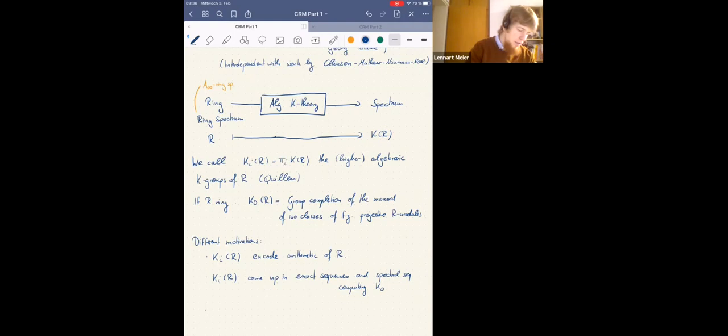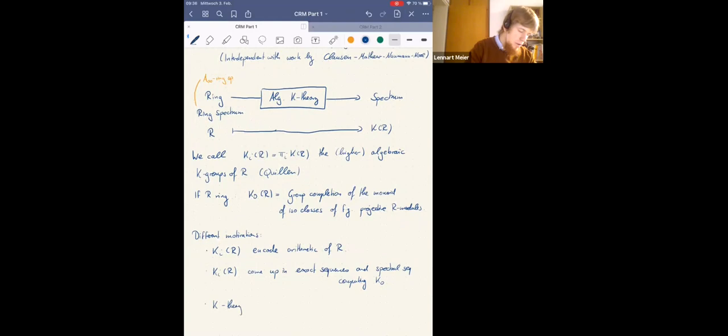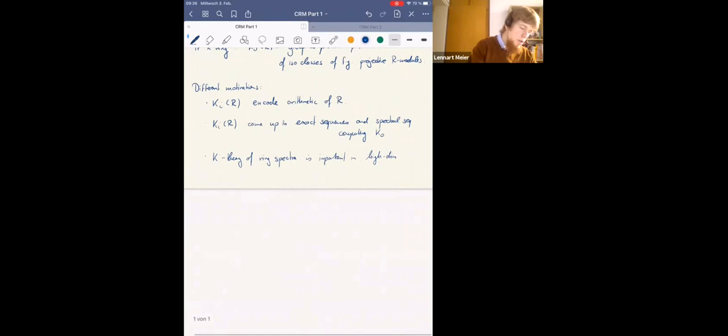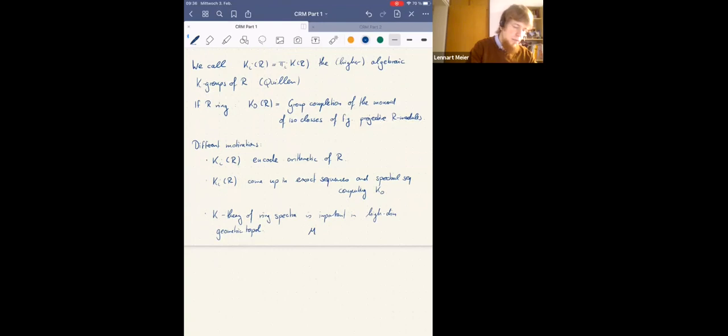And then the last thing: K-theory of ring spectra is important in high dimensional geometric topology. Say you have a manifold M, take its loop space and take the suspension spectrum. Because the loop space has a multiplication, this inherits the structure of a ring spectrum, and then we can take the K-theory. And this is related to the diffeomorphism groups of M.